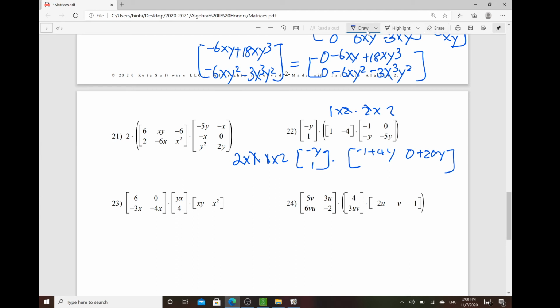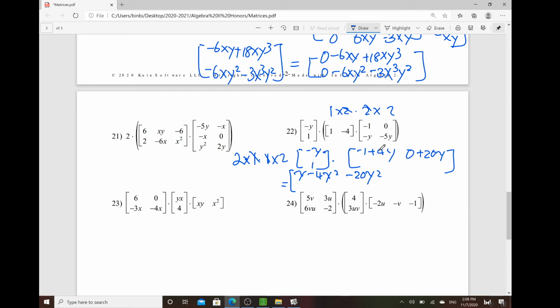So gotta be careful of the size of the matrix that you put in for this. Negative y times negative 1, so positive y. Negative y times 4y, negative 4y squared. So that takes care of the first entry. And then first row, second column. So negative y times 0, that's nothing. Negative y times 20y, then that'll be negative 20y squared.